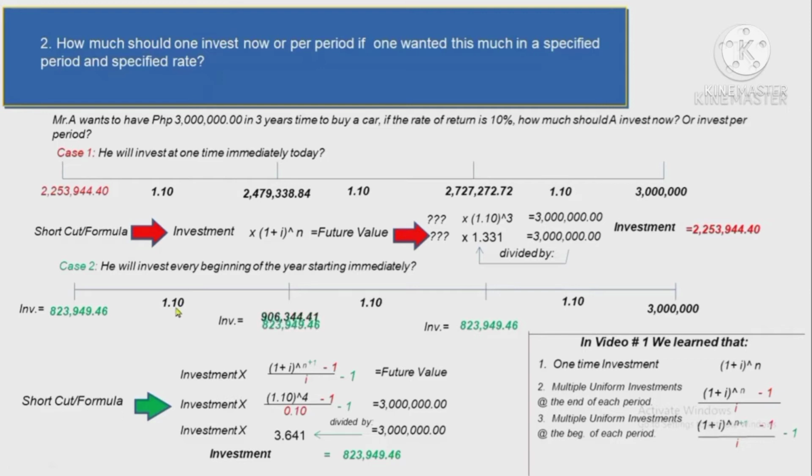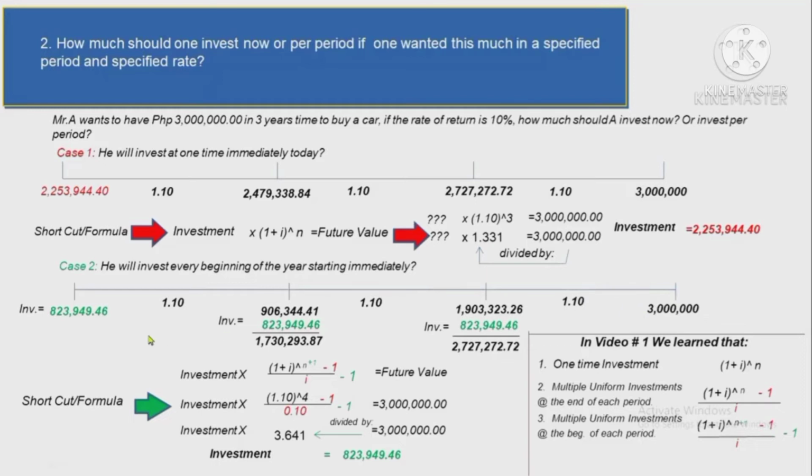823,949.46 times 1.10, you're going to get 906,344.41 plus 823,949.46, you're going to get 1,730,293.87. You multiply that again by 1.10, you're going to get 1,903,323.26 plus 823,949.46. Then you'll have 2,727,272.72. And lastly, you multiply it by another 1.10, that gives 3 million really.